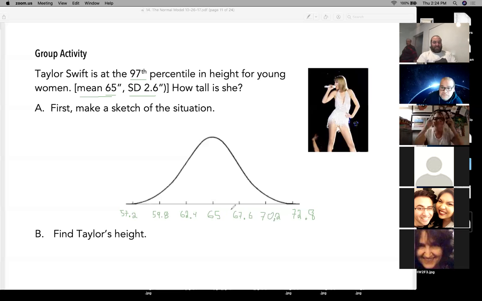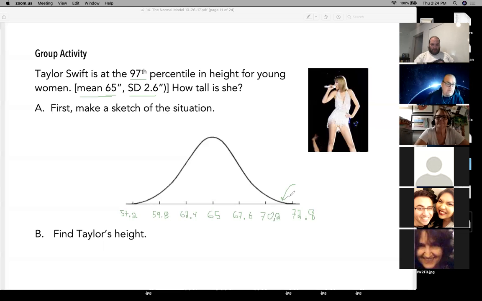So where is her height in the grand scheme of things? She's in the 97th percentile. Where do you think she lands approximately? Doesn't have to be perfect, just a ballpark. Without looking at the chart, knowing that she's in the 97th percentile puts us where in this bell curve? In the middle, on the left, on the right? On the right. Just barely on the right, moderately, or really on the right? Really on the right.